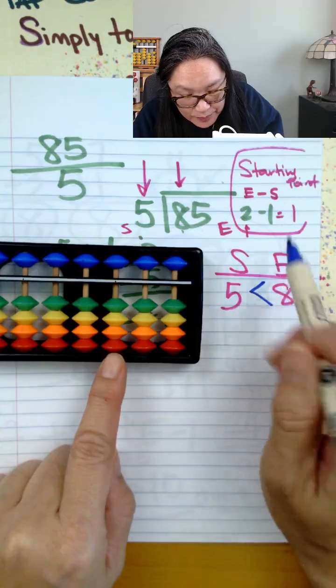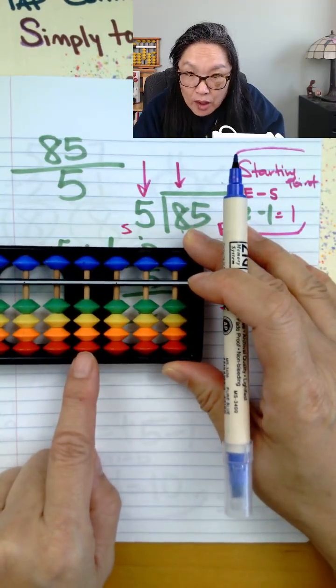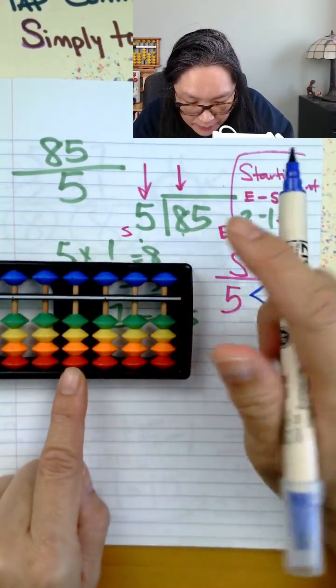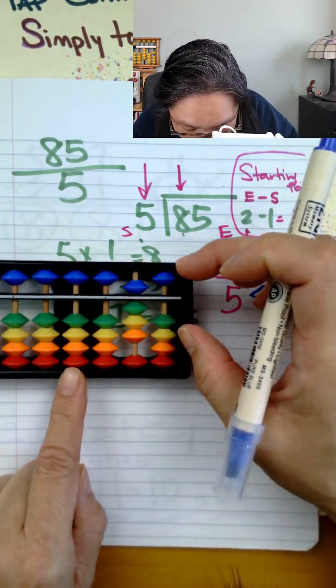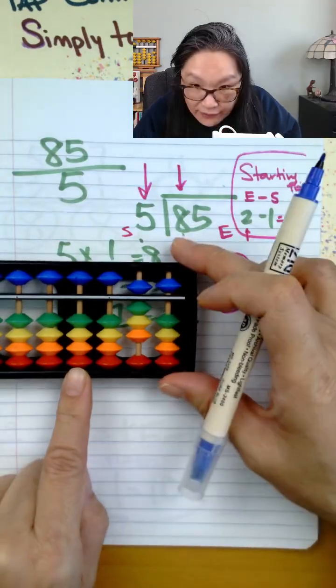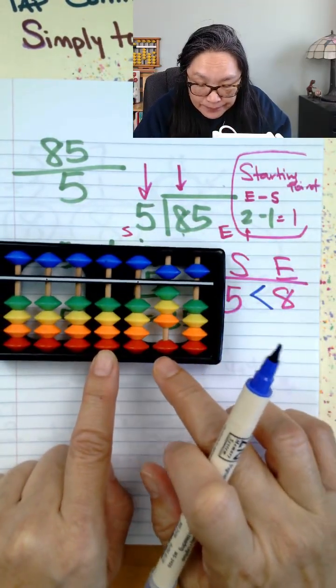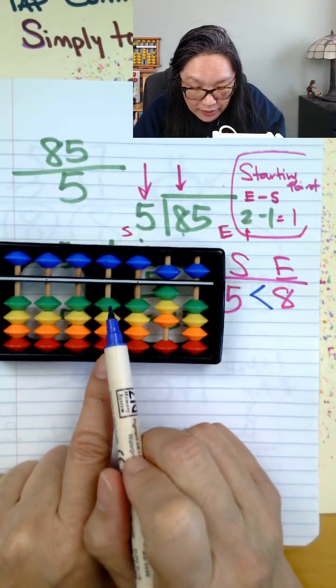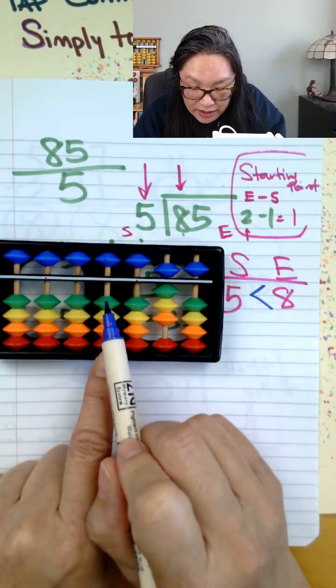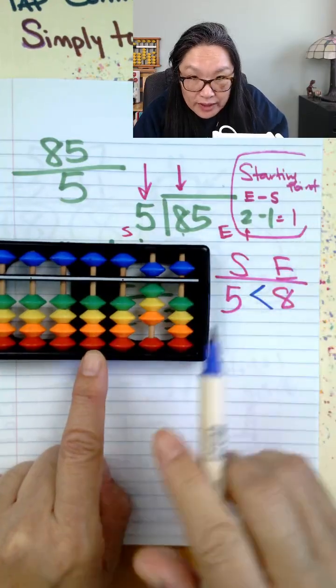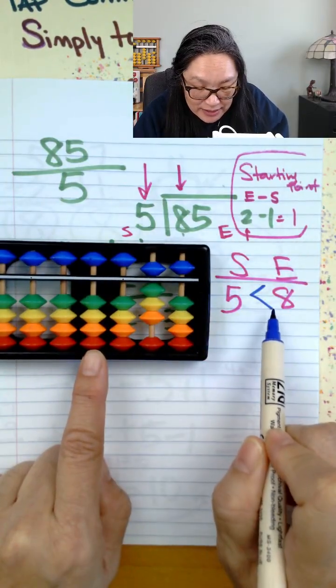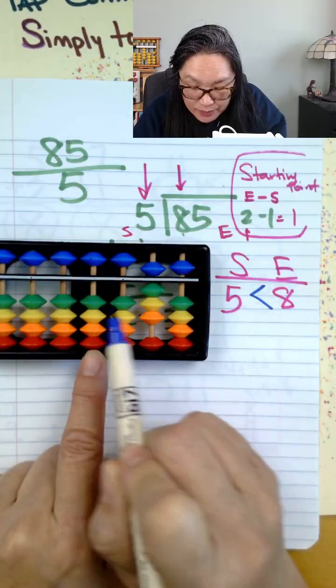Because my dividend is bigger, I got to skip one column. I'm sorry, I forgot to add my dividend, 85. I need to add my 85 here. Okay. So I'm going to skip a column, right? Because my dividend is bigger, I'm going to skip one column.